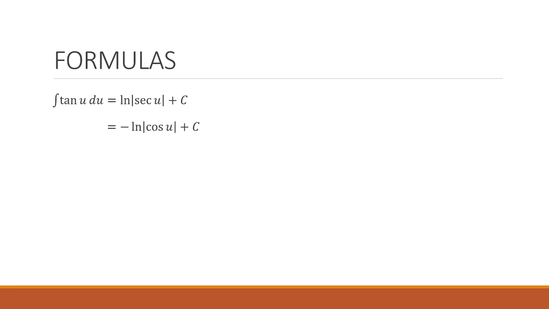So we'll try to prove that integral of tangent of u du is equal to ln secant of u plus c, or negative ln cosine of u plus c. Okay? So again, class, remember that if you want to prove or obtain an integral, for example in this one we want to prove that indeed the integral of tangent of u du is equal to ln secant of u plus c, or negative ln cosine of u plus c, or any integral in general.